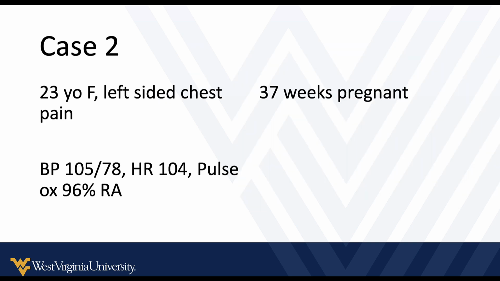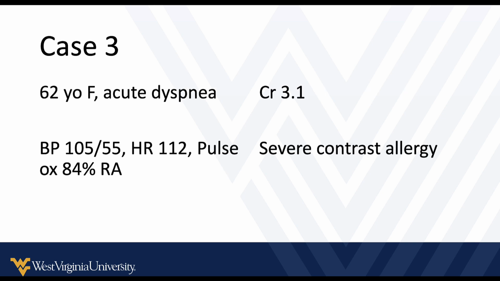Our next case is a 23-year-old female who has left-sided chest pain. She's 37 weeks pregnant. Here are her vital signs. Heart rate's 104. Pulse ox is 96% on room air. And then our third case is a 62-year-old female who has acute shortness of breath. Vital signs look not too horrible, but a little hypoxia. Heart rate's 112. She has an elevated creatinine at baseline due to her chronic kidney disease, and she also has a documented severe allergy to IV contrast.